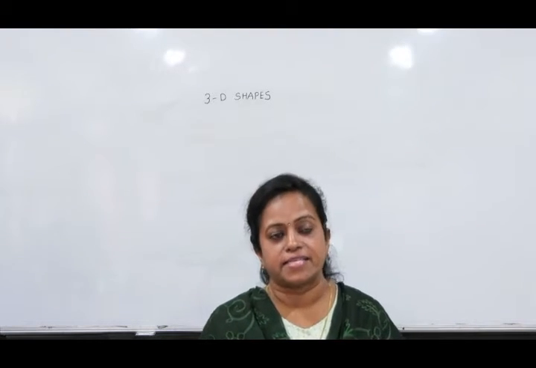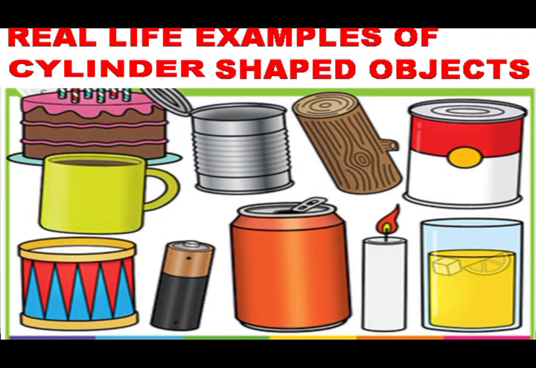Let us see some examples of cylindrical objects that you find around. These can be the cans in which you get soft drinks or other canned objects. All these come in cylindrical shaped cans. Other than that, a log of wood or the musical instrument drum is also the shape of a cylinder. Even a candle has the shape of a cylinder.